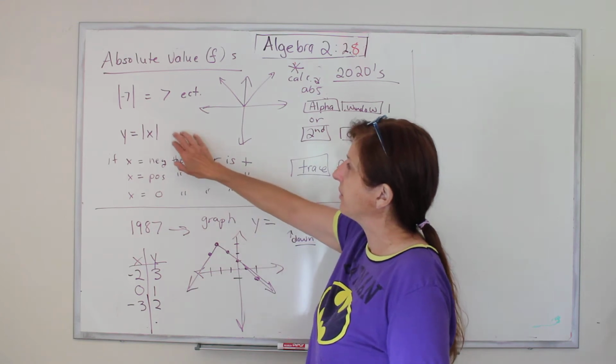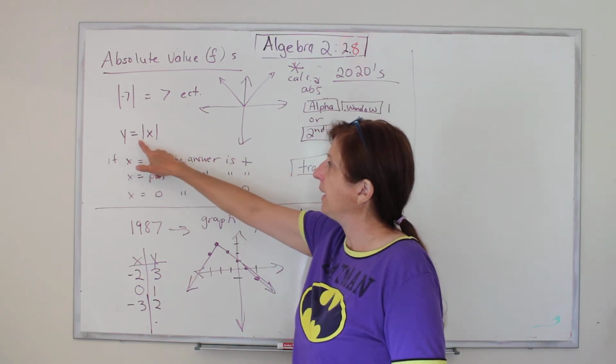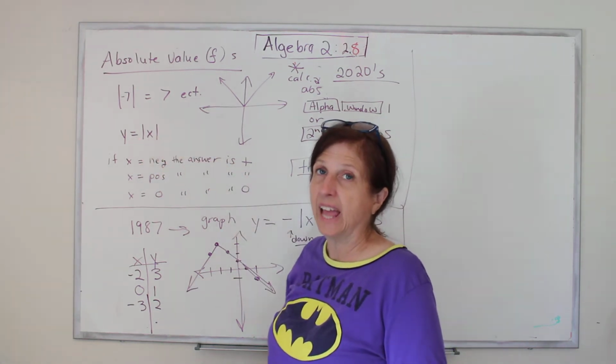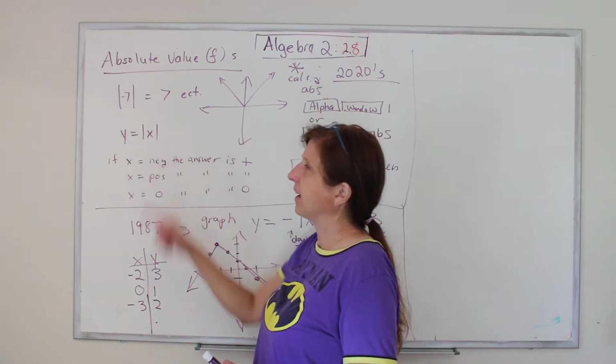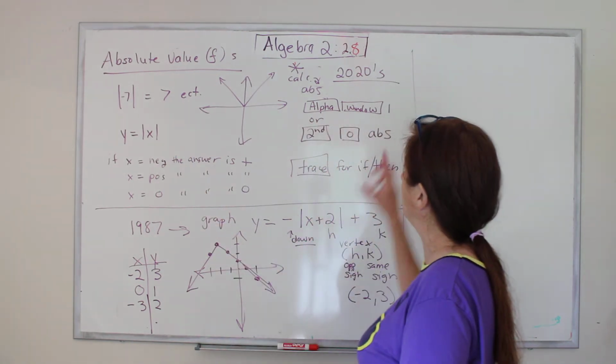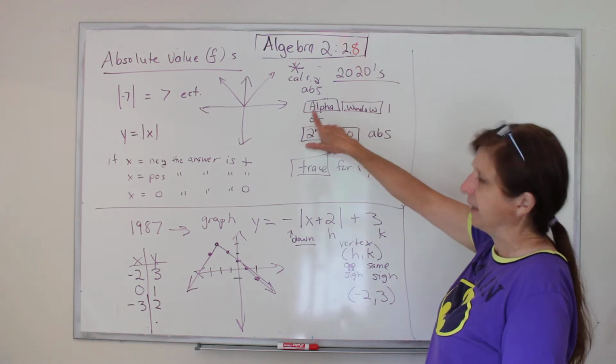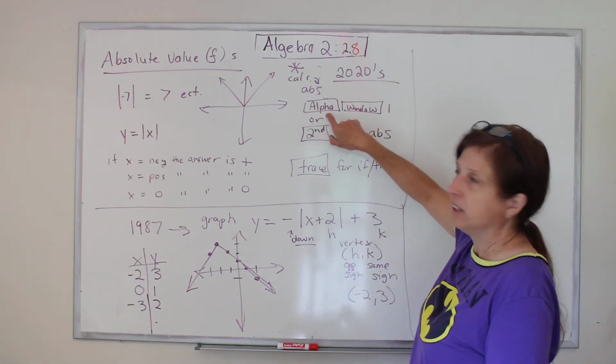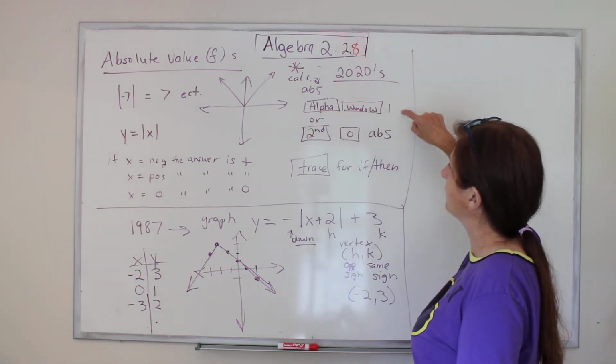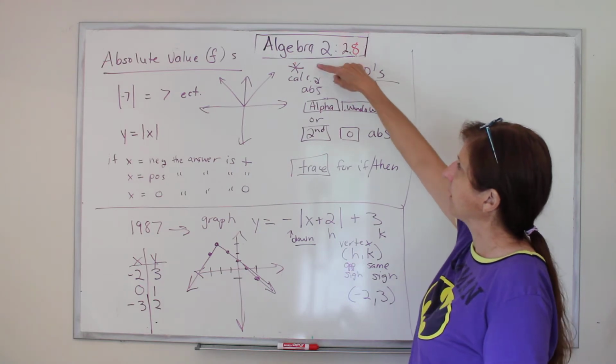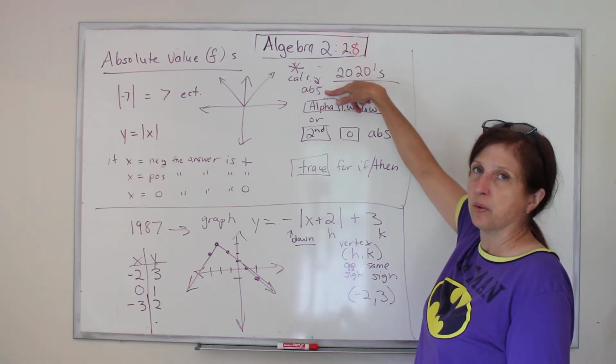So the graph. Let's graph y equals the absolute value of x. How you put this in your calculator is there's two ways. One way is you push the button that says alpha, and then window, and then select number 1. Your calculator calls absolute value abs.